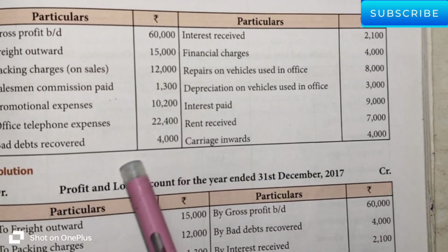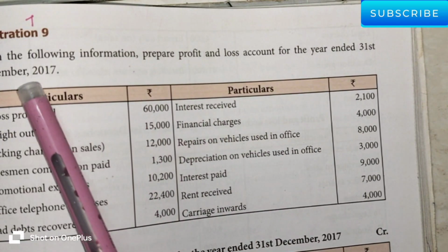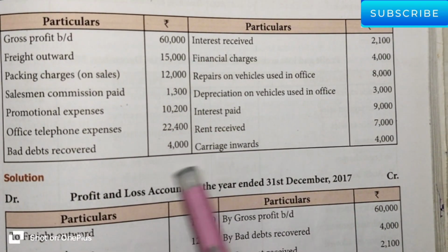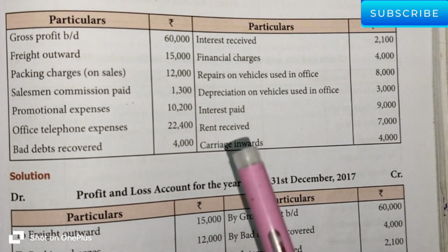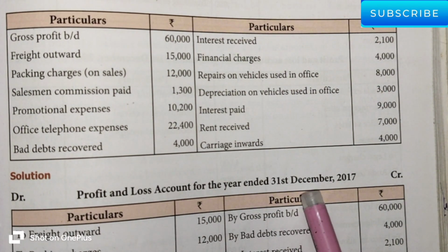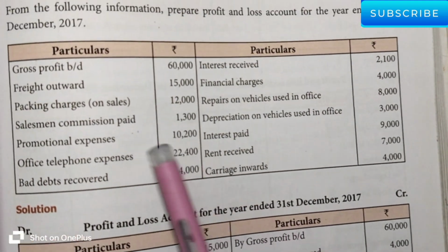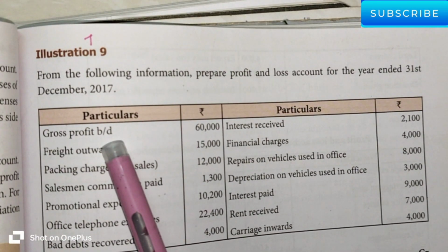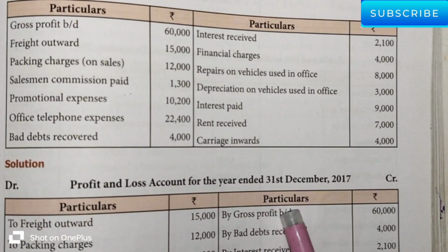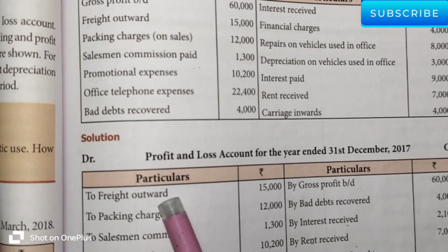So the heading is profit and loss account for the year ended 31st December 2017. What they given, we have to enter here. Debit and credit, particulars, rupees on both sides. First of all, whenever you prepare the profit and loss account, you should enter gross profit brought down. If they given gross profit, you have to enter it on credit side. If they given gross loss, you have to enter it on debit side of the profit and loss account.